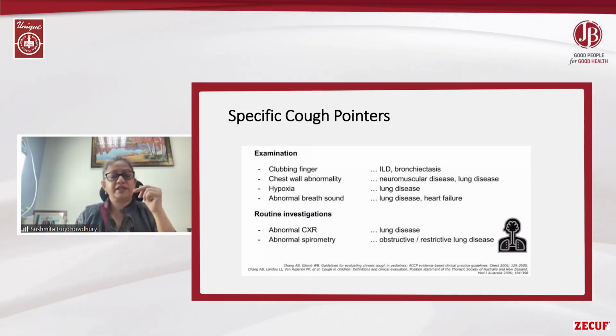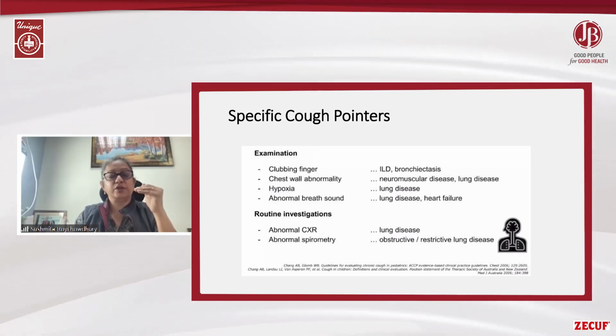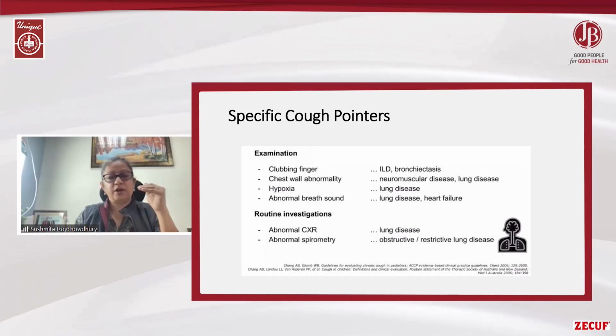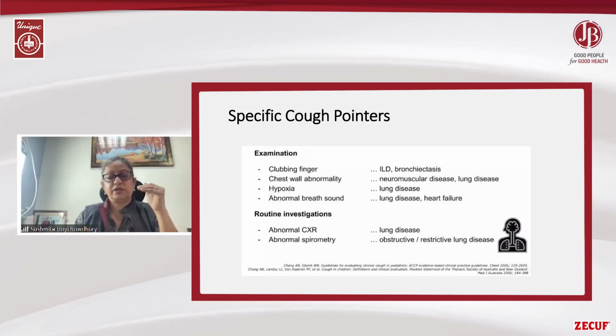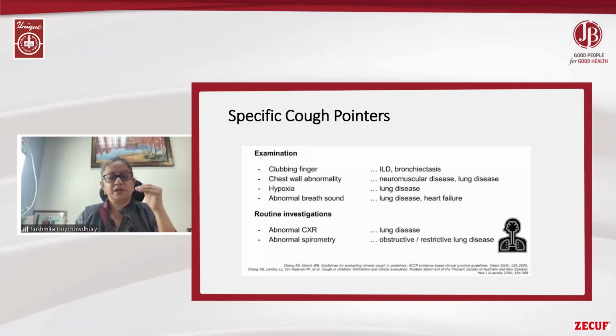Examination-wise, in bronchiectasis, patients may have clubbing of the fingers. They may have chest wall abnormality, which points towards a neuromuscular disease or lung disease, and routine investigations are chest X-ray and spirometry. Spirometry is very difficult to do in children, and nowadays we have IOS, which helps in diagnosing a lot of patients with obstructive airways disease, because it is very, very simple. Impulse oscillometry is a very simple way of identifying younger patients who have obstructive airways disease, because spirometry is difficult to do for children below a certain age.